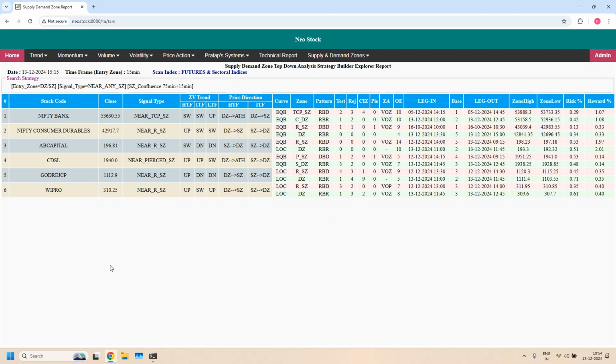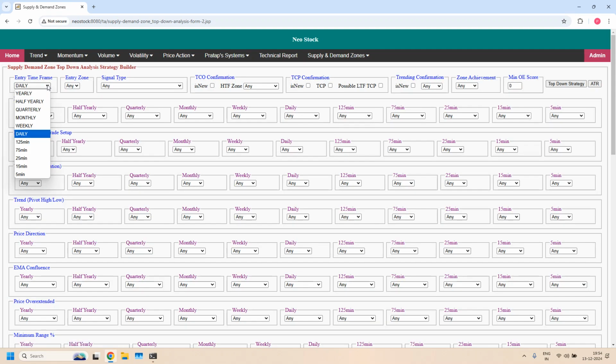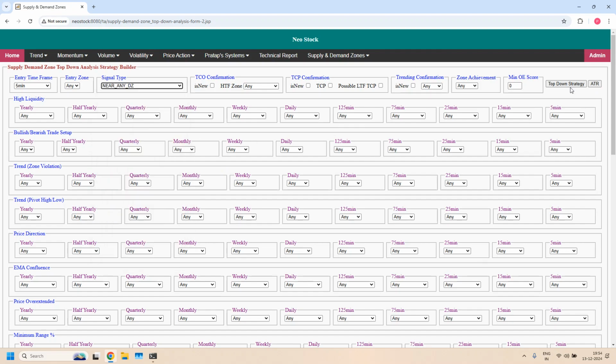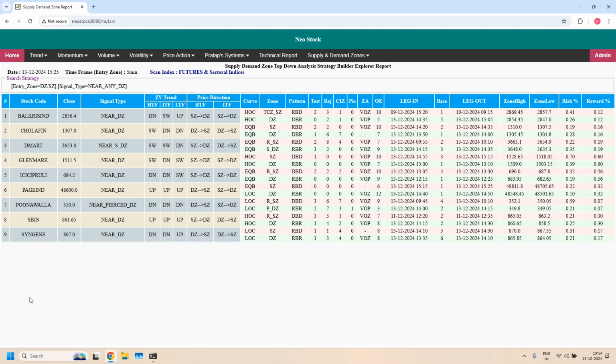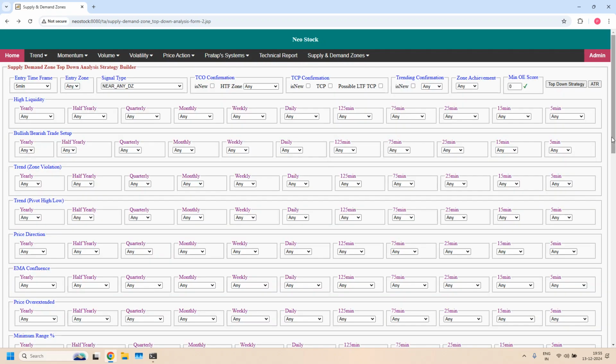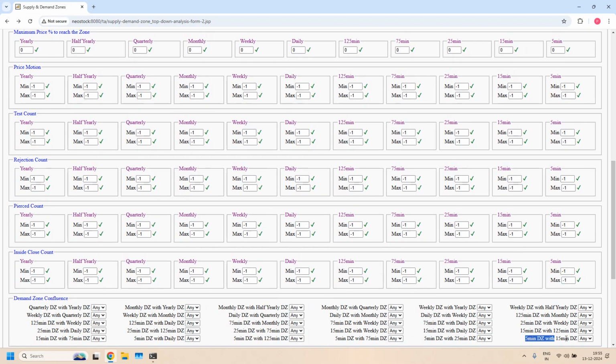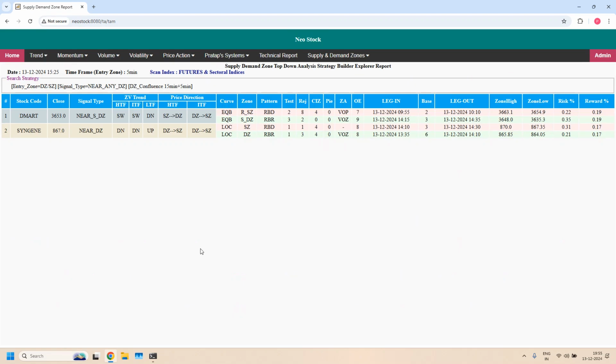Okay, next time frame is 5 minutes. Stocks near 5 minutes demand zone. We got 9 stocks. Let's verify out of these 9 how many are having ITF confluence. That is 5 minutes demand zone with 15 minutes demand zone confluence. I am enabling the filter. We got 2 stocks.